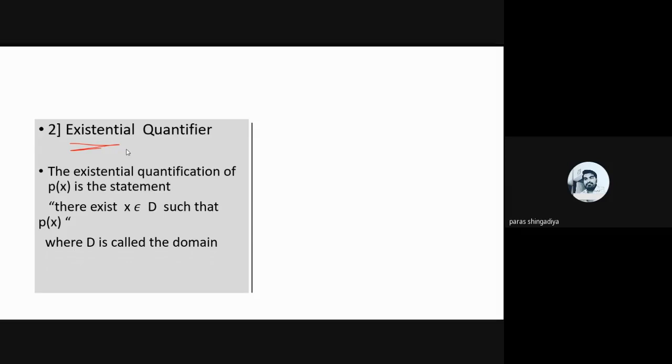Universal means we consider every value to check the statement, that is, to check that p of x is a statement. Now existential quantifier means there should exist some value to check the statement. Some value should exist to check p of x for a statement. So the existential quantification of p of x is the statement.